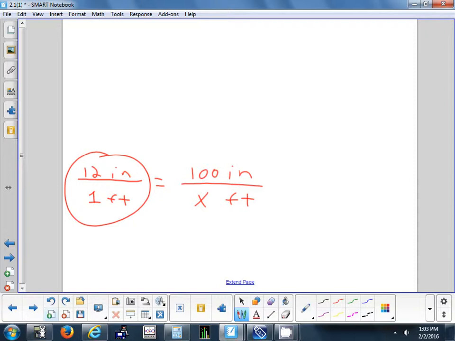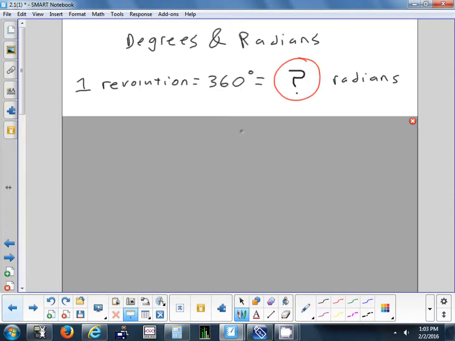And you could solve for x and figure out how many feet in 100 inches. But the key is you've got to know something to start with. Okay? So we're going to do something kind of on this idea. We're going to set up a fraction, not necessarily a proportion. But we have to know this fact. Okay, so we'll figure this out. We'll get to that.